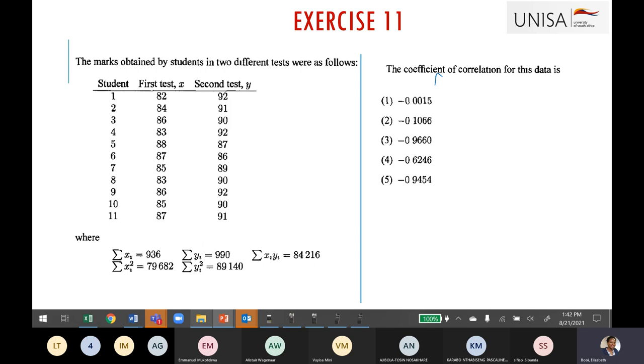If you're lazy to capture those values, you can rely on the formula, which I'm going to rewrite. It's n times the sum of x times y, minus the sum of x times the sum of y, divided by, and I'm going to do them separately for this purpose, the square root of the sum of x squared minus the sum of x, squared, over n, multiplied by the sum of y squared minus the sum of y, squared, over n.